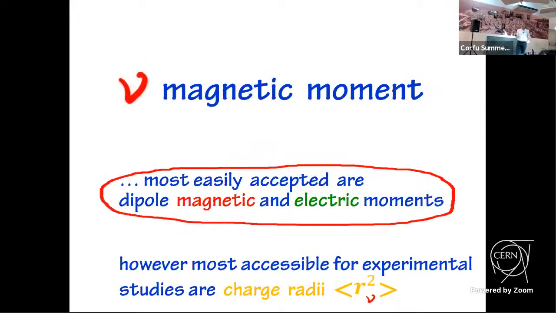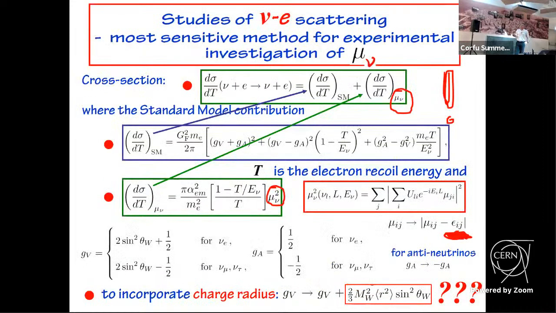So the most easily accepted from a theoretical point of view, and the most well studied theoretically and experimentally, is for sure the magnetic moment of neutrinos. The studies of neutrino-electron scattering provide the most sensitive method for experimental investigation of the neutrino magnetic moment. So the cross-section contains the standard model contribution and an additional term that derives from possible non-trivial neutrino electromagnetic properties, and in particular is proportional to the effective magnetic moment squared.